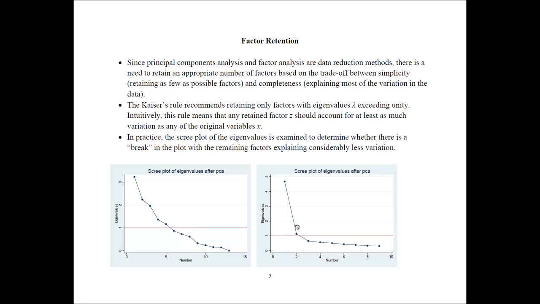Now, in practice, we would need to examine the scree plot to determine if there is a break in the plot, with the remaining factors explaining considerably less variation, or kind of like an elbow, as they call it. So in this case, look at this one, there's a significant break here between the third and the fourth and the fifth, and these are getting close to 1. So in this case, you may also use the first 3 factors, or try both ways, use 5 and use 3 and see which one is better.